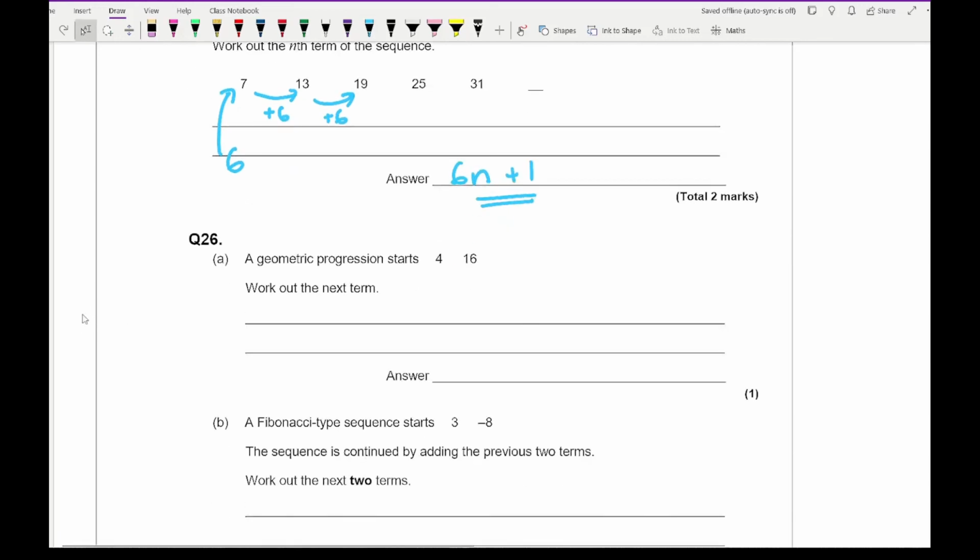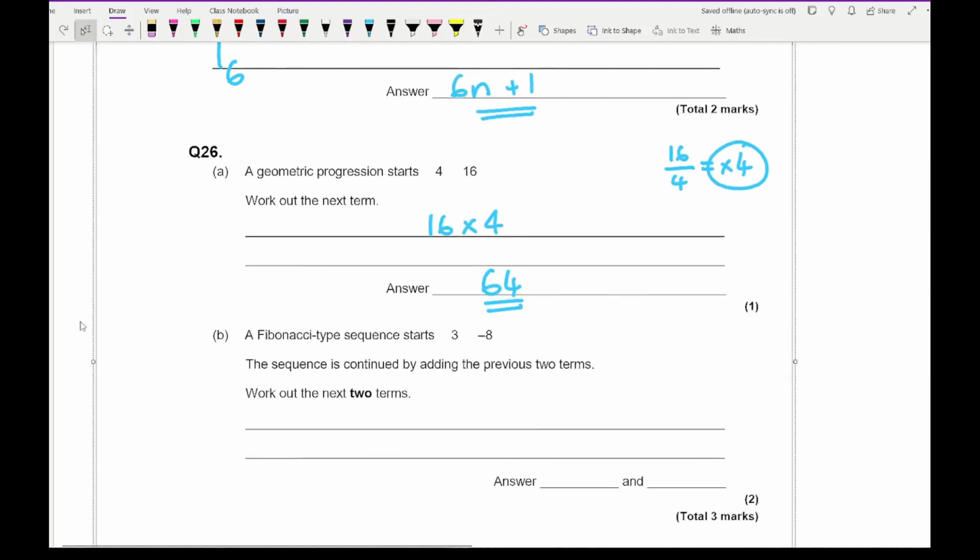Now with a geometric progression, geometric progressions are where the difference is a multiple. So to find the relationship between two consecutive terms, all you need to do is just divide one by the other. So here I've got 16 divided by 4, which is 4. So the rule is I multiply by 4. So the next term is going to be 16 times 4, which is 64.